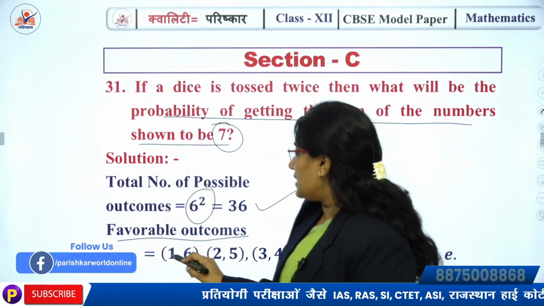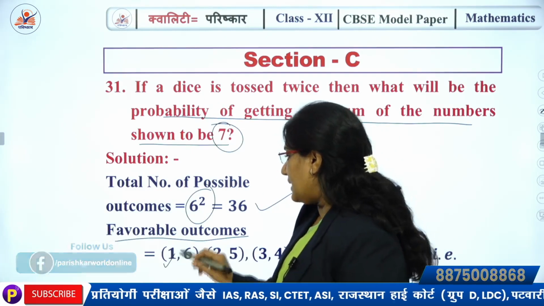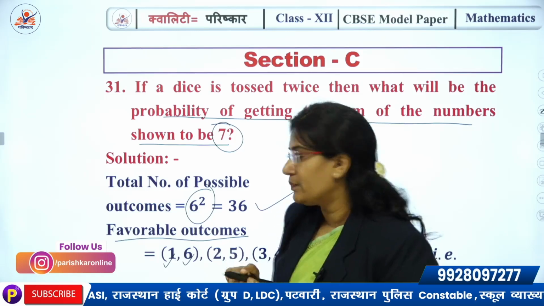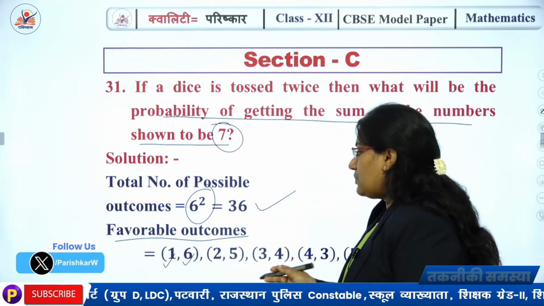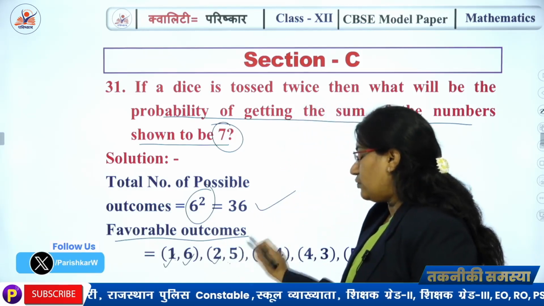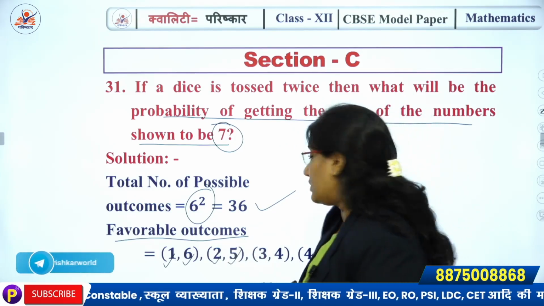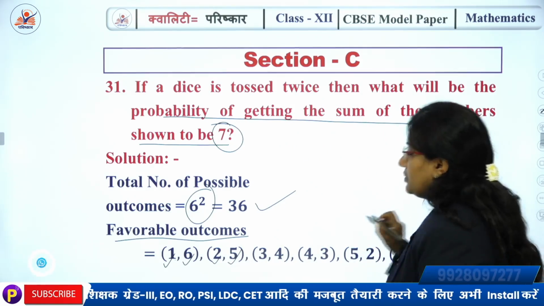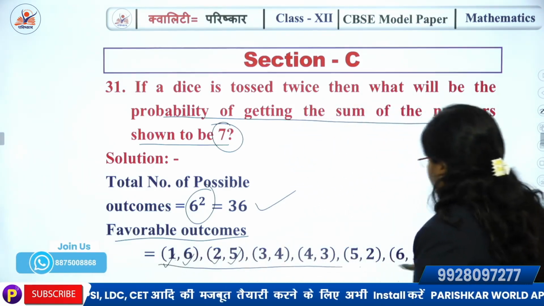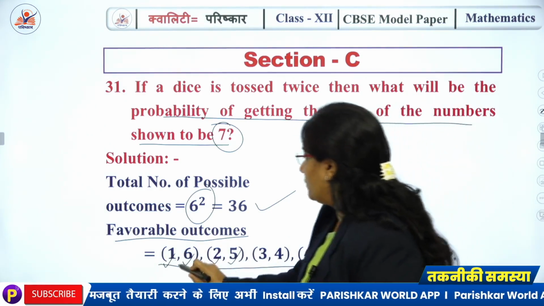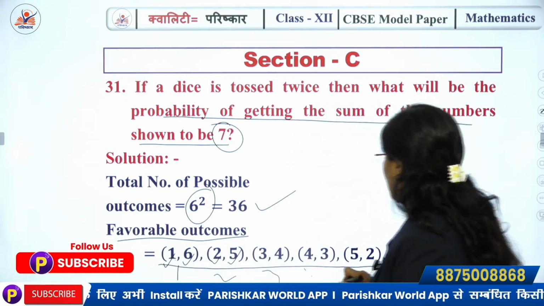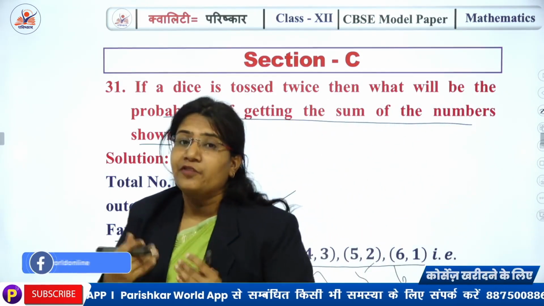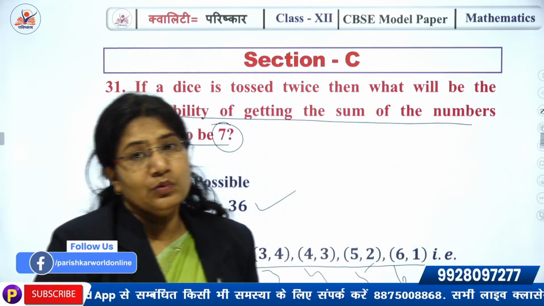Look, if the first time you tossed and 1 came, the second time you rolled the dice and 6 came, 1 plus 6 can be 7. The first time you rolled the dice and 2 came, the second time 5 came, 5 plus 2 is 7, this can also happen. 3, 4, 4, 3, 5, 2 and 6, 1. These are the favorable outcomes. How many are there? 1, 2, 3, 4, 5 and 6. That means the number of favorable outcomes is equal to 6.